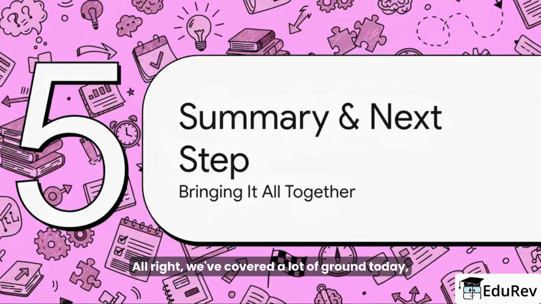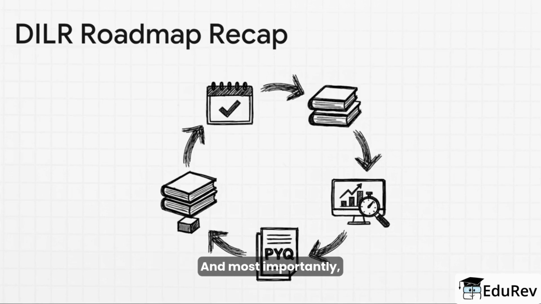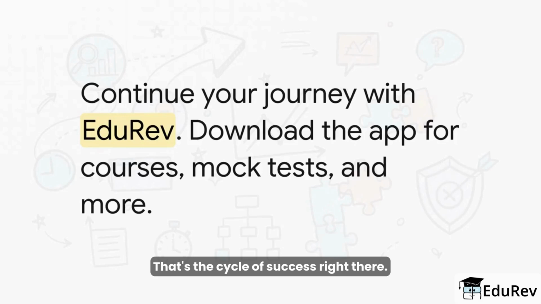Alright, we've covered a lot of ground today, from daily habits all the way to exam day strategy. Let's do a quick recap of the entire DILR roadmap and talk about your immediate next step. So just remember the 5 steps. It all starts with building those daily routines. From there, you strengthen your core concepts and systematically work through those past papers. Then you test yourself with regular mocks, and most importantly, you analyze every single one to improve. That's the cycle of success right there.